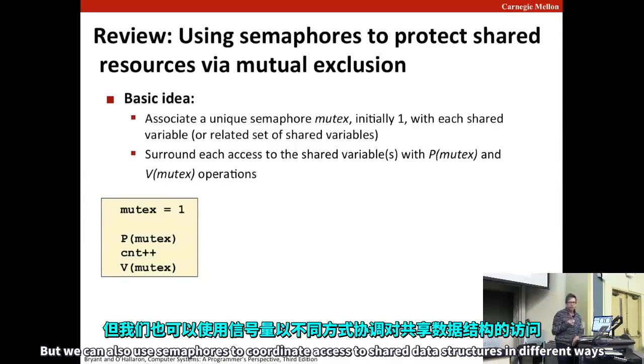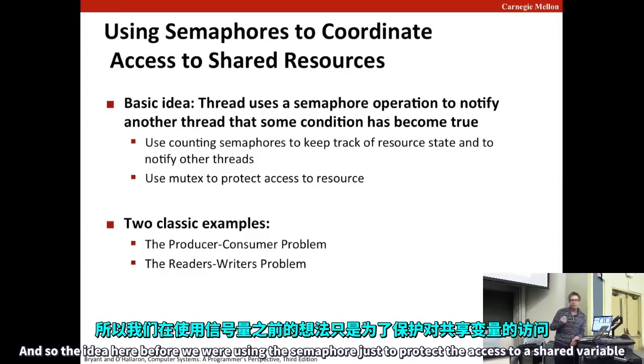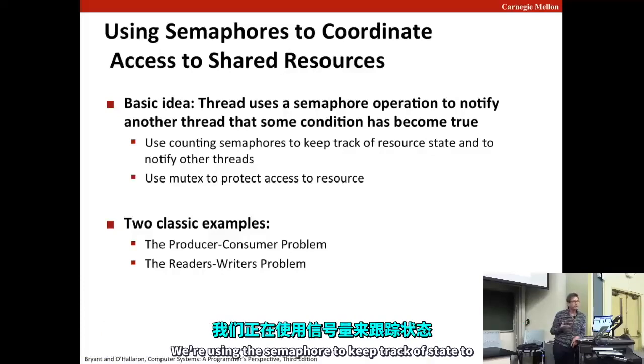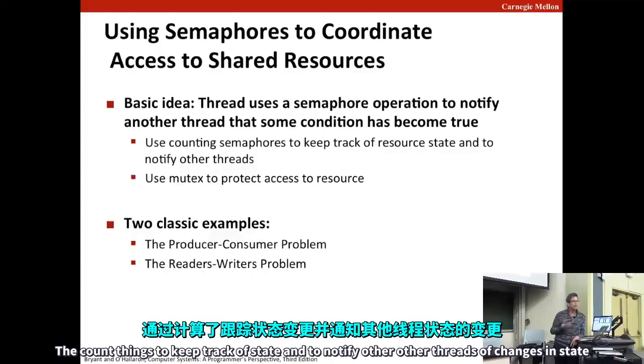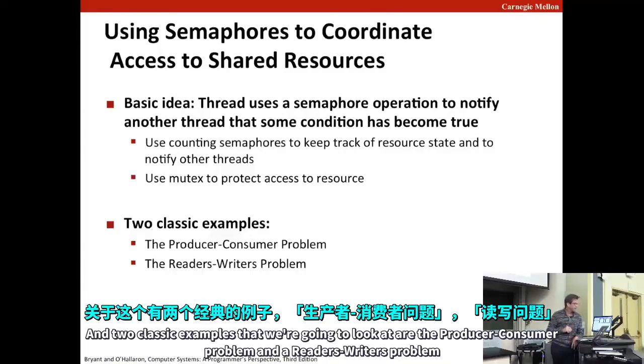But we can also use semaphores to coordinate access to shared data structures in different ways. Before, we were using the semaphore just to protect the access to a shared variable, but in these kinds of scenarios, we're using the semaphore to keep track of state, to count things, and to notify other threads of changes in state. So it's a very different usage model. And two classic examples that we're going to look at are the producer-consumer problem and the readers-writers problem.